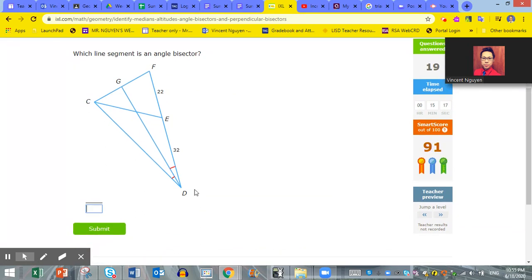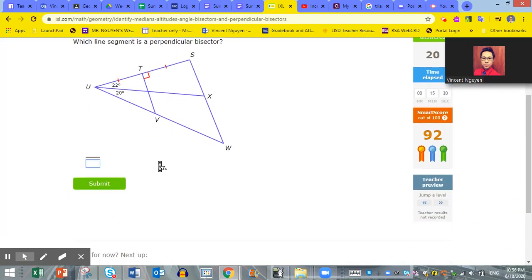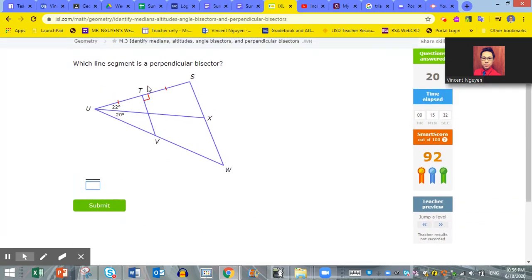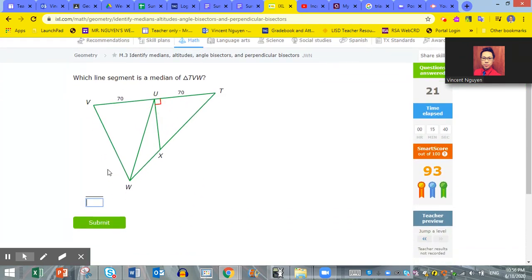Let's speed it up a little bit. All right, angle bisector. Here we go. You see the two markings for the angle? This angle is congruent to that angle. So I'm going to say DG. Yay. Perpendicular bisector, right here. Bisect and perpendicular. So TV. Oh, you know, when you do this, you can actually hit enter and it'll submit for you. You don't have to click submit.